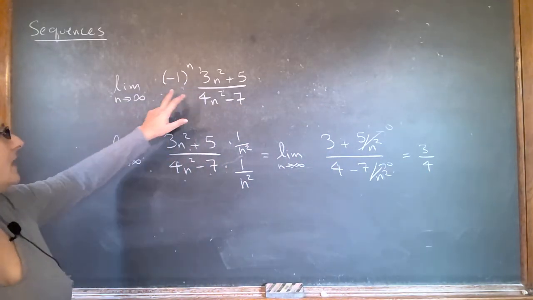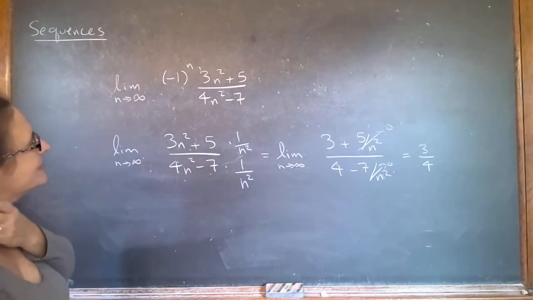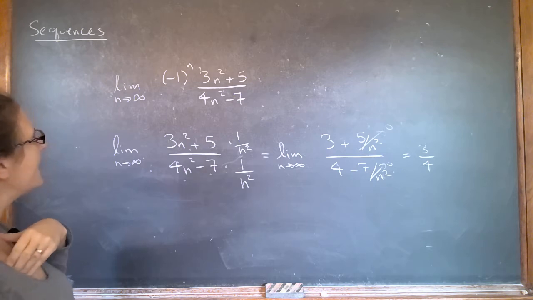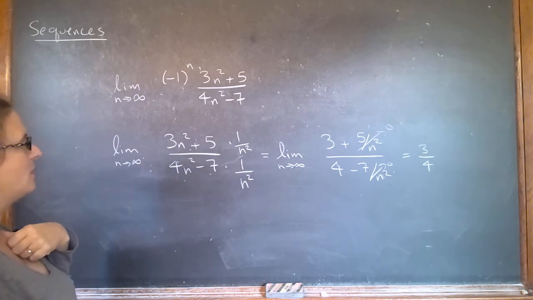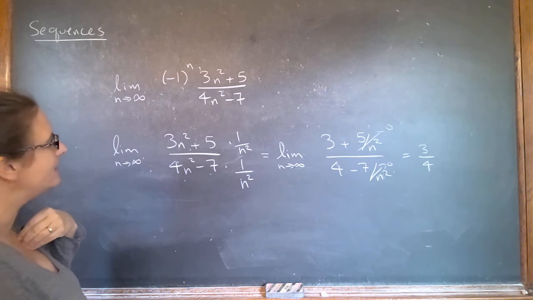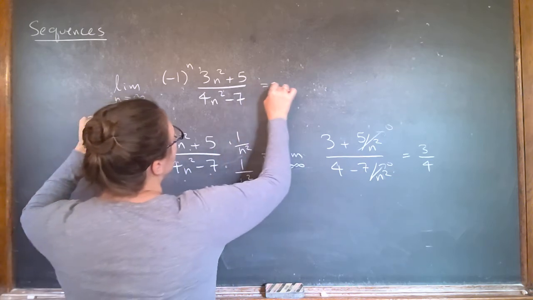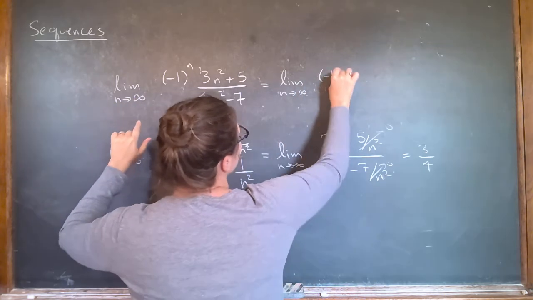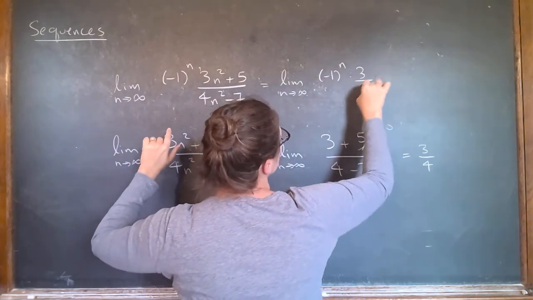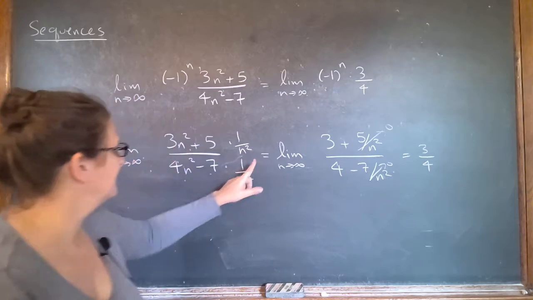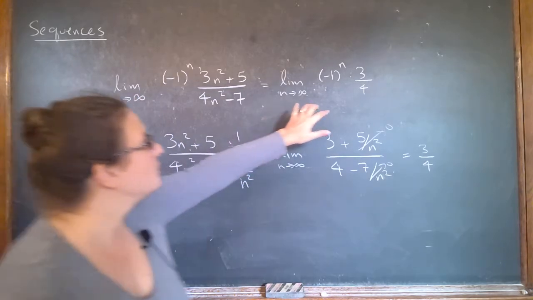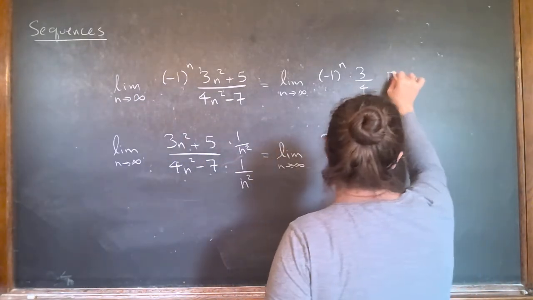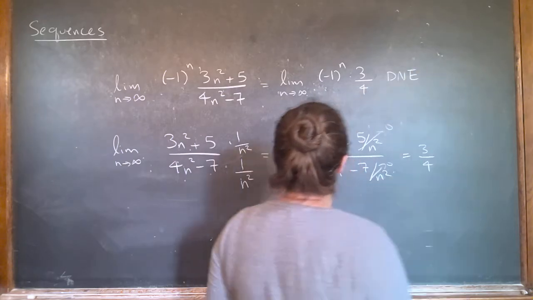If I do that here, this is not going to work out entirely in the same way. Well, I could do that, though. I would end up with the limit as n goes to infinity of minus 1 to the n times 3/4 if I do the exact same calculation. Now, this limit, you can see, does not exist, right?